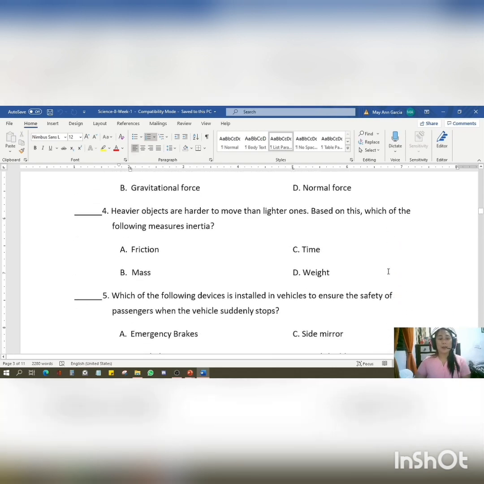Number 4, heavier objects are harder to move than lighter ones. Based on this, which of the following measures inertia? That is right. Letter B, mass.